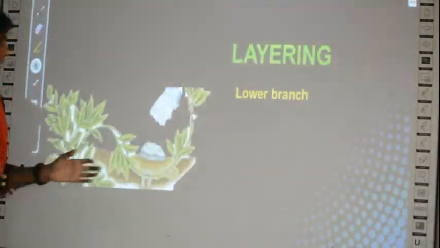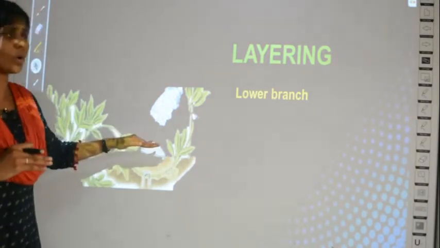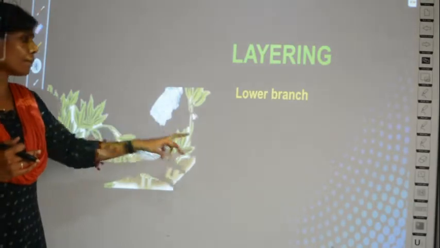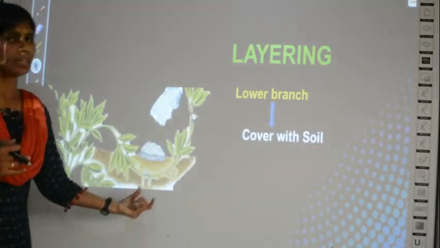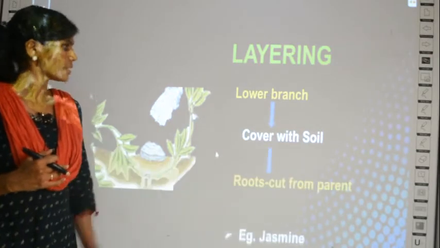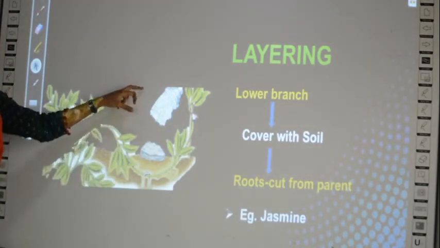What is layering method? Take a branch, just bury under the soil, put a stone on that so that it doesn't pop out, and after some days you can find roots developing here. So this is layering method. Example in jasmine plant, at home this also we do, right?